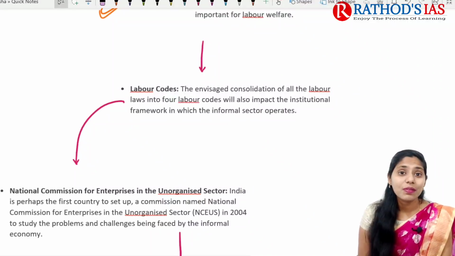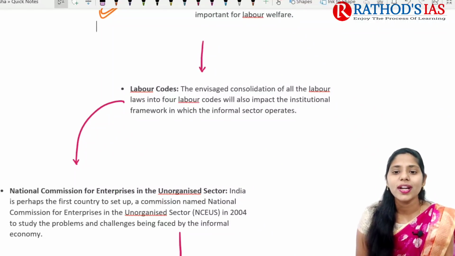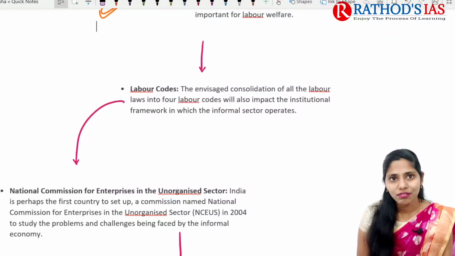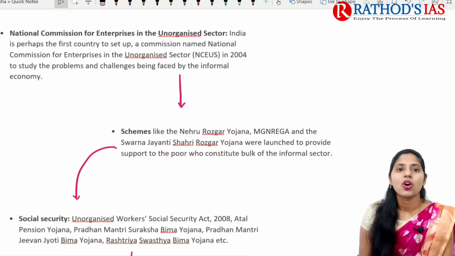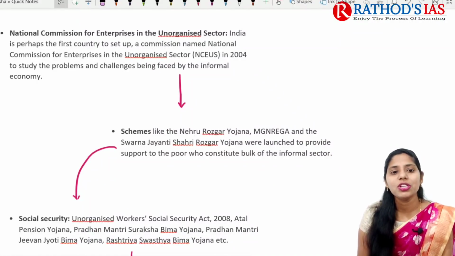And also government came with the recent labor codes as well. So recently government came with consolidation of labor laws into 4 codes that will be having some effect on this informal sector as well. And next one is, government also came up with the National Commission for Enterprises in the Unorganized Sector.